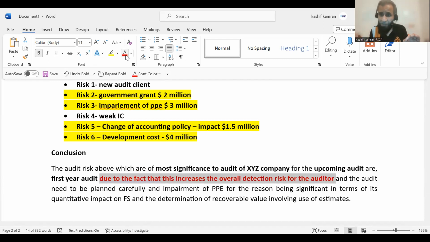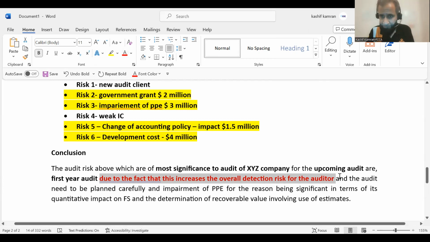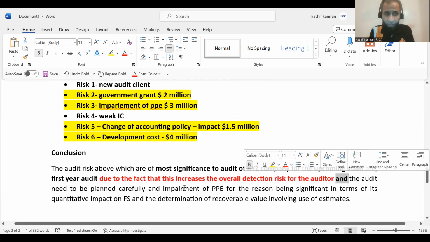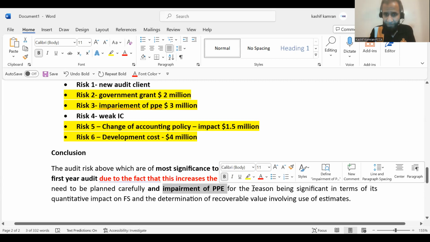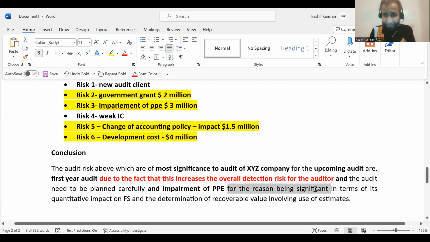Again, no hard and fast rules. You can have your own reasons. You can have your own justification, because there is not a single correct answer. Remember that. So to me, first year audit is an important risk. Why? Red, comma, the audit needs to be planned carefully for the first year audit. And number two, impairment. Impairment of the property, plant, and equipment, for the reason being it is significant in terms of the quantitative materiality.